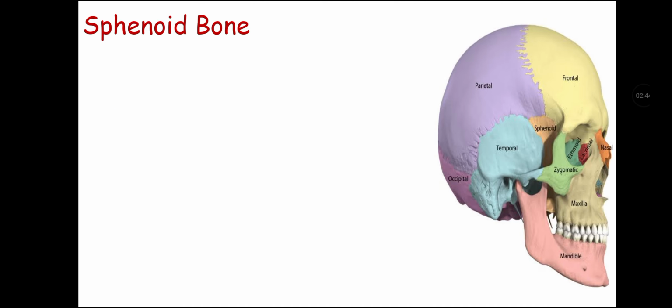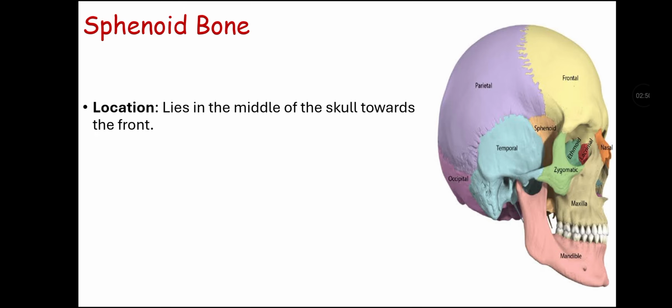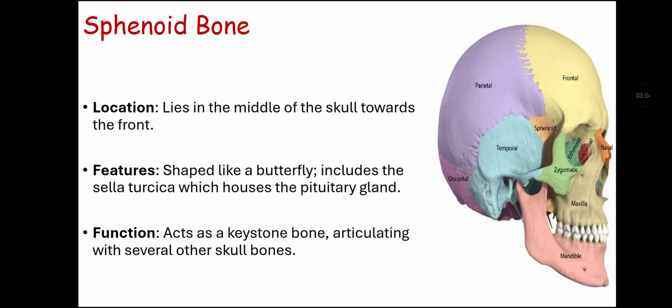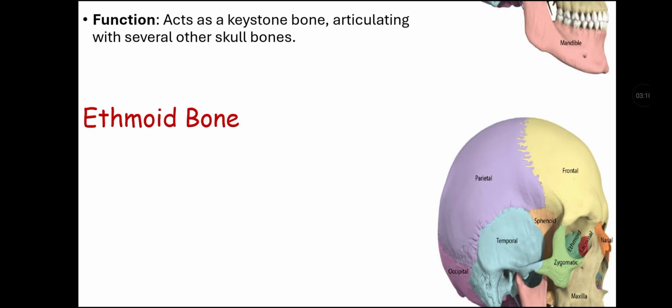Next bone is sphenoid bone. As you can see here in diagram, the orange color bone just in front of temporal bone is the sphenoid bone. It is unpaired bone, that means there will be 1 sphenoid bone in every skull. It lies in the middle of the skull towards the front. It is shaped like a butterfly that includes the sella turcica, which houses the pituitary gland. It acts as a keystone bone, articulating with several other skull bones.